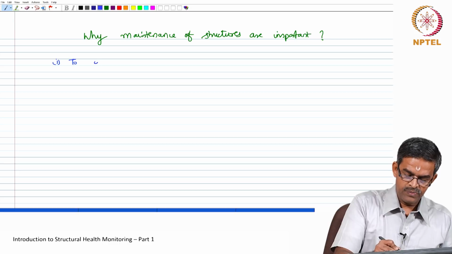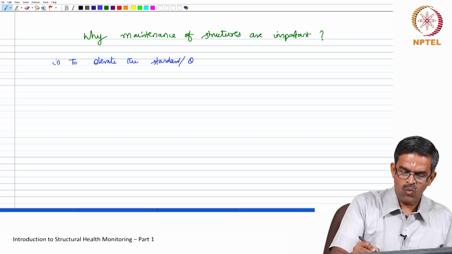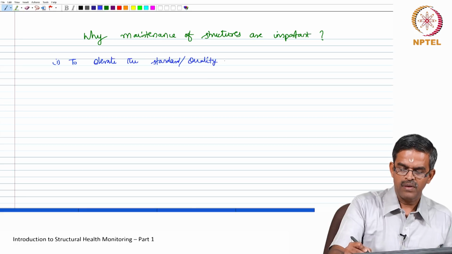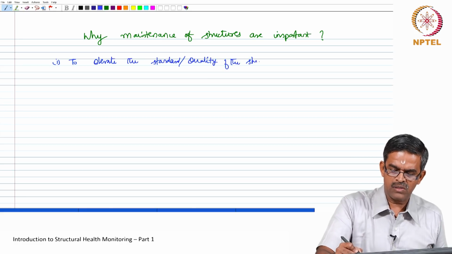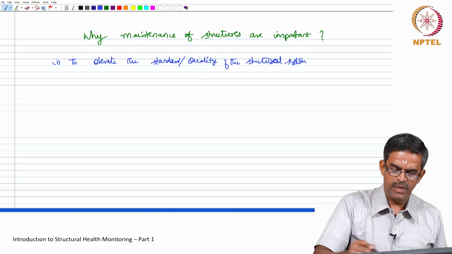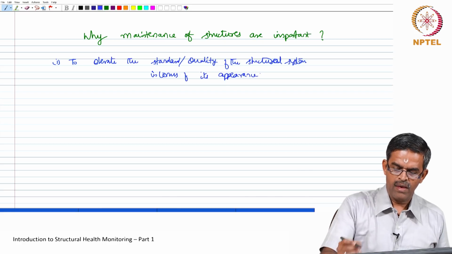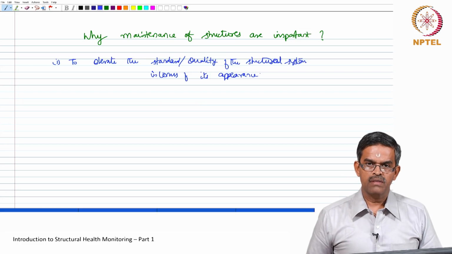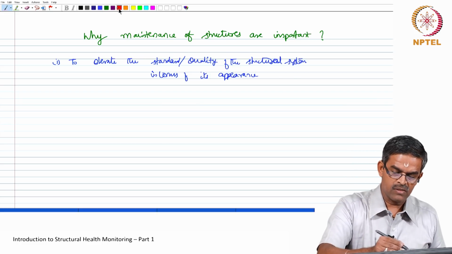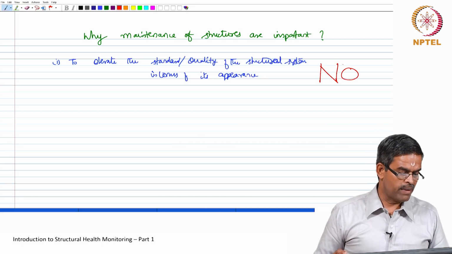A very rough view of maintenance is to elevate the standard or quality of the structural system in terms of its appearance. Is this the reason why we maintain structures? The answer is no. This is not the reason why we maintain structures.